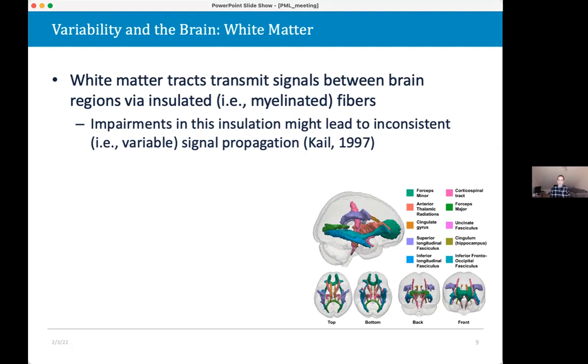We're not getting no signal from these impaired white matter tracks, but there's a sort of intermittency in how much electricity we're receiving. And that's how we can think about this impairment in the insulation: it will lead to inconsistent behavior in the same way.